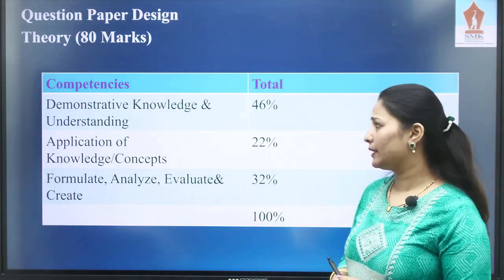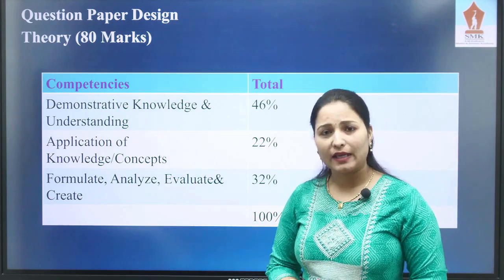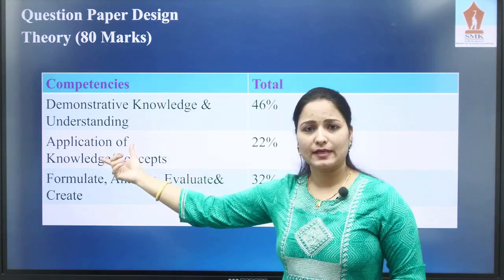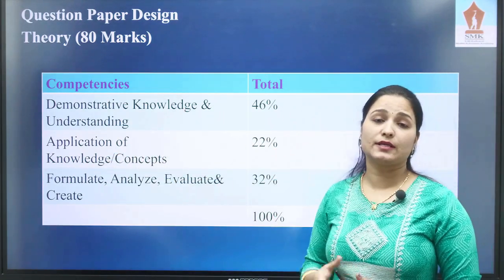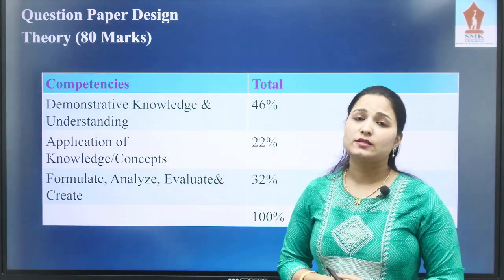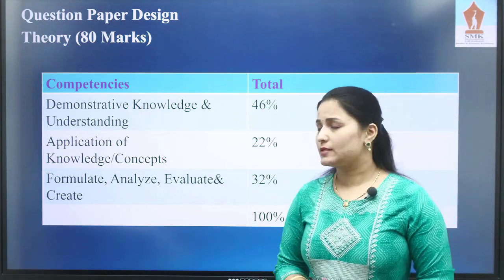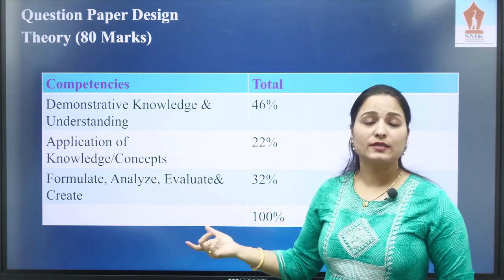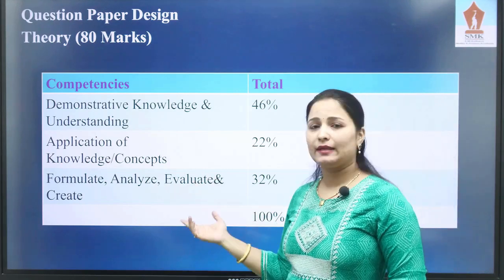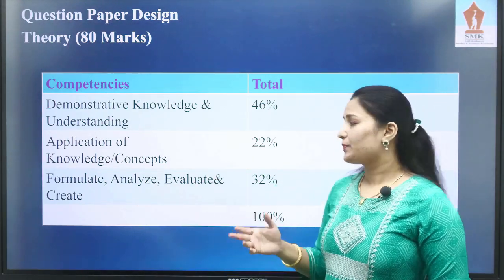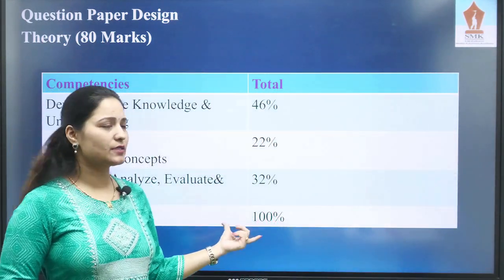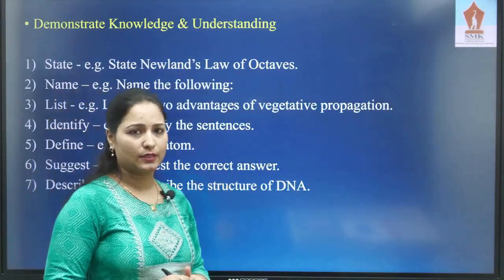Now we'll see, in each type of question, what percentage of weightage there will be. If you see the competencies, in which areas these questions are there: demonstrative knowledge and understanding based questions have a total of 46% weightage. So students, you can imagine how much knowledge and understanding based criteria is designed by CBSE. Application based, conceptual questions will be there for 22%, and formulative, analytic, evaluative or creative kinds of questions will be only 32%. So the total contribution for 100% of the paper is accordingly distributed.